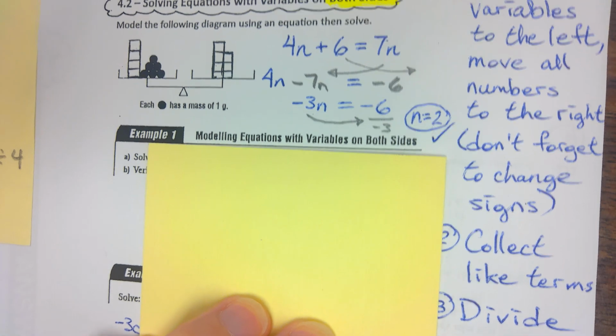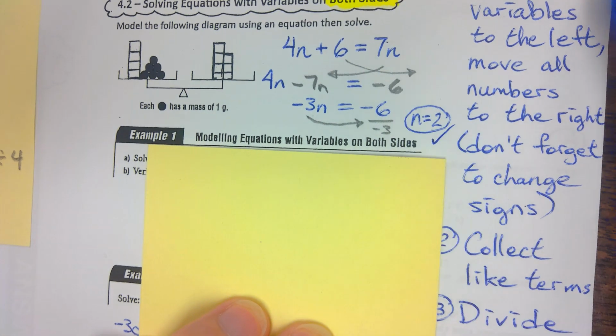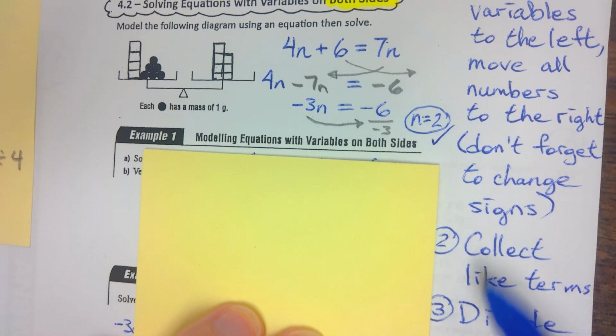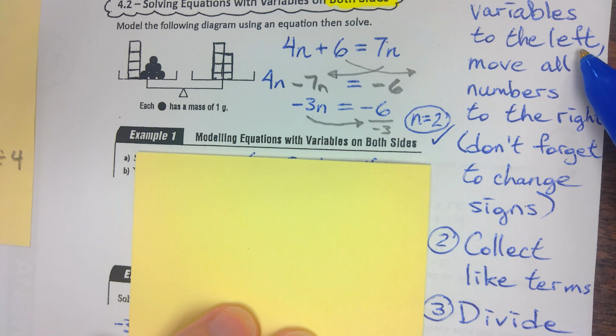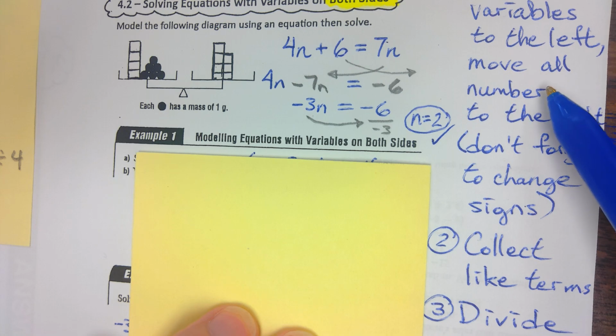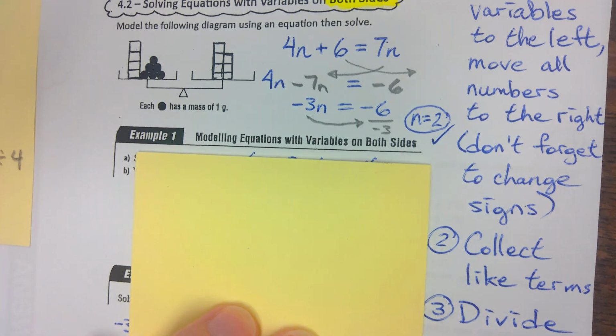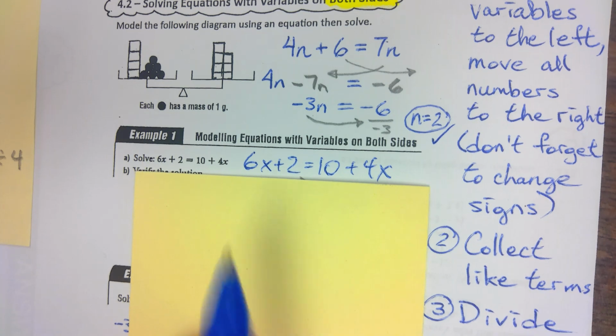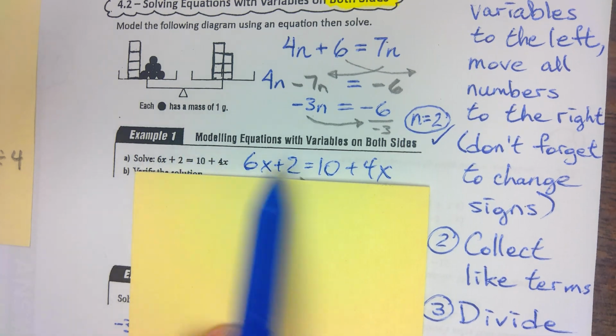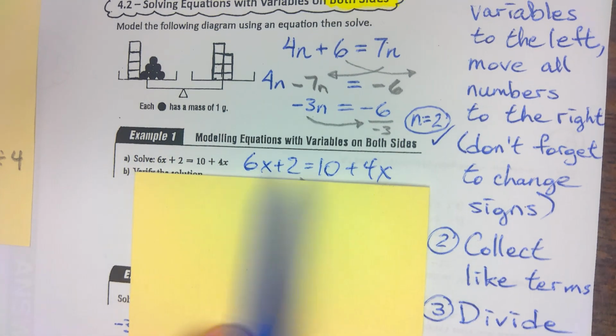Okay? So whenever you have variables on both sides, you want to do these 3 steps. Now, do I have to move all my variables to the left? Is it only the left side? No. As long as you separate the numbers and the variables on 2 separate sides, it doesn't matter if it's really the left or the right.